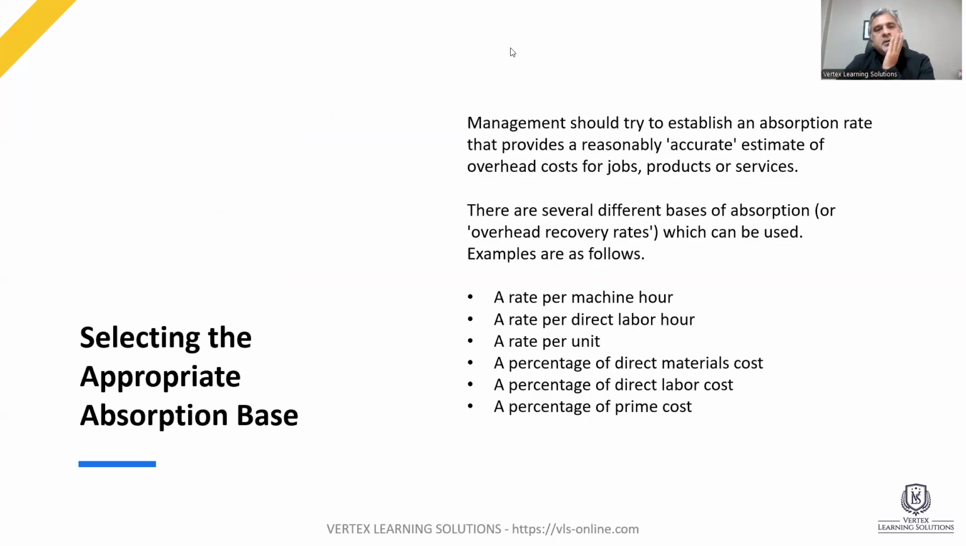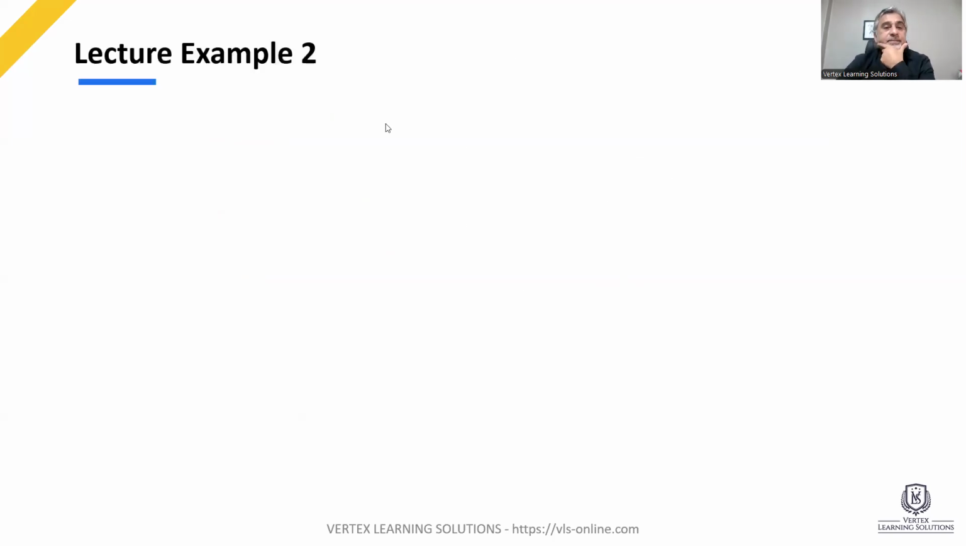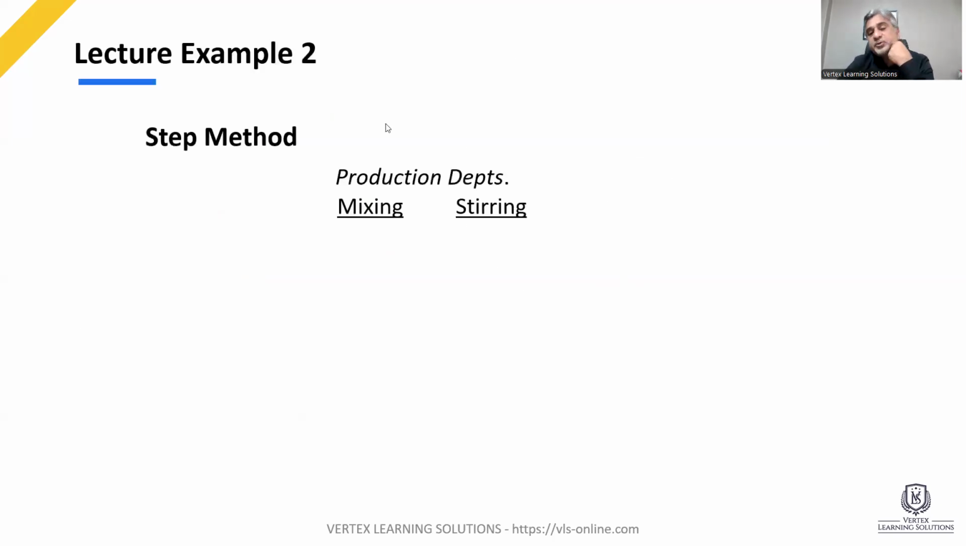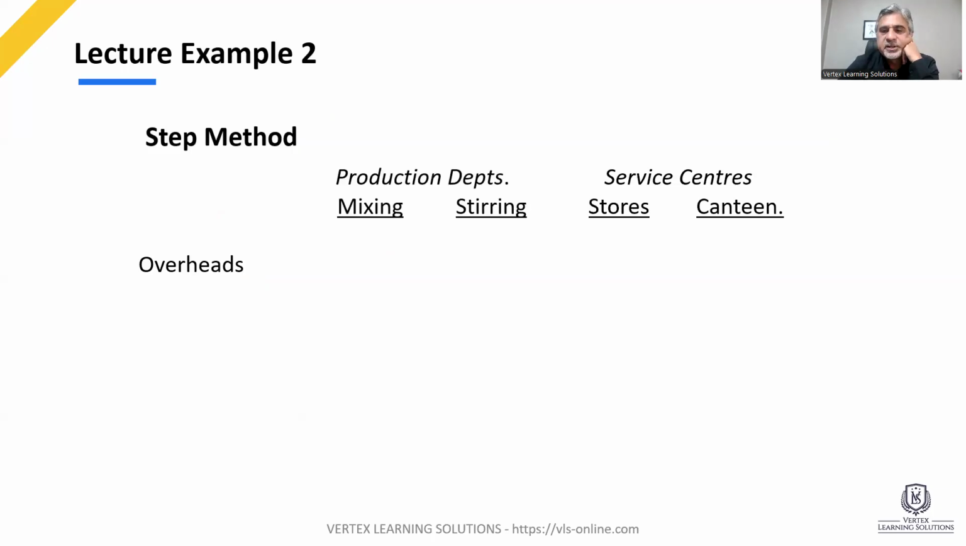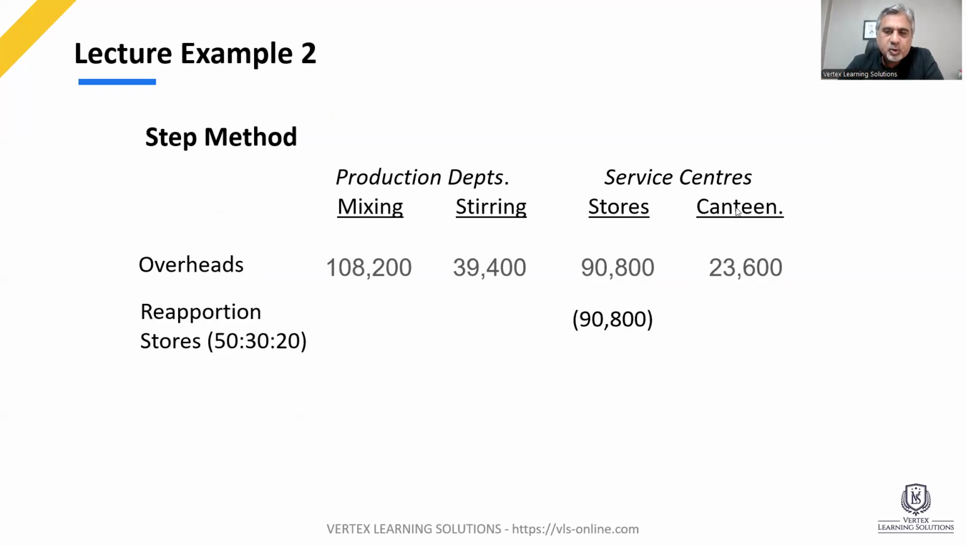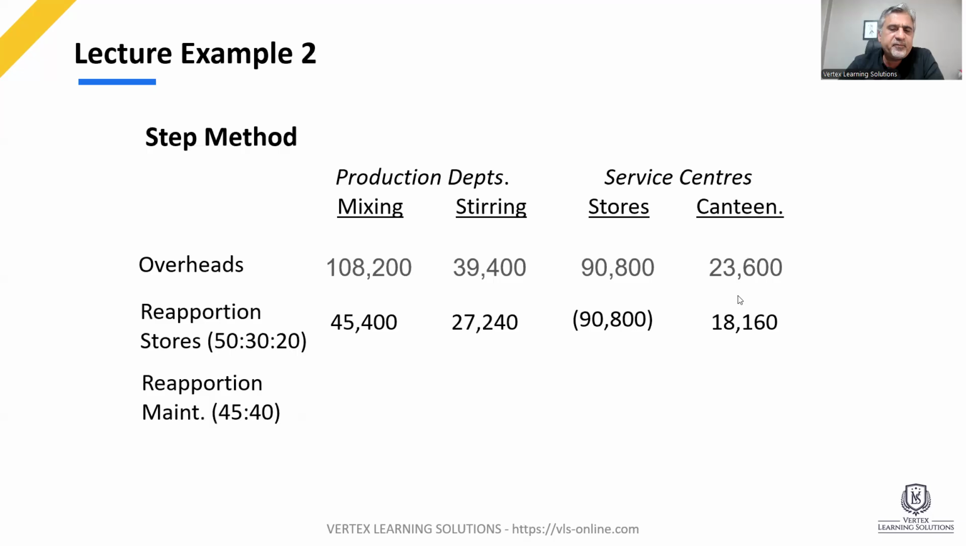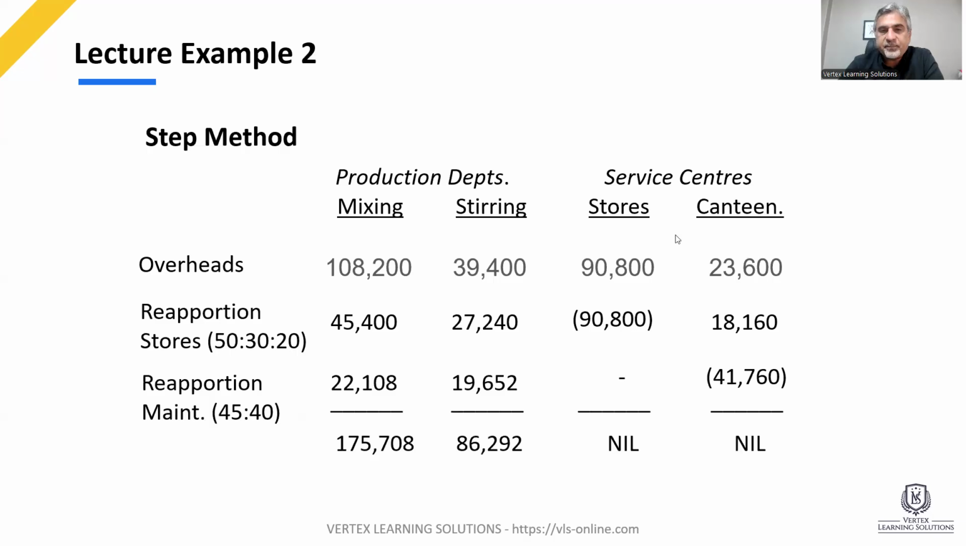Okay. All right. Lecture example 2. So this is the number. If you remember when we were discussing reapportionment, we took this number. We said that 2 production departments, 2 service departments, and then we had some overheads, and then reapportionment we did. The store cost, canteen cost, it came back here, if you remember from the previous slide. So I'm just taking it very quickly because I'm not explaining here. We already have discussed it earlier.